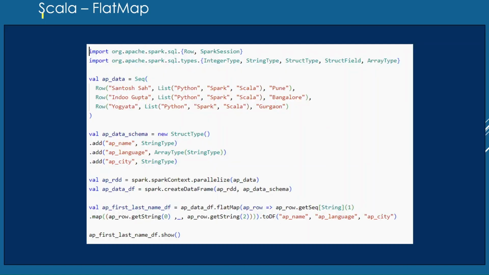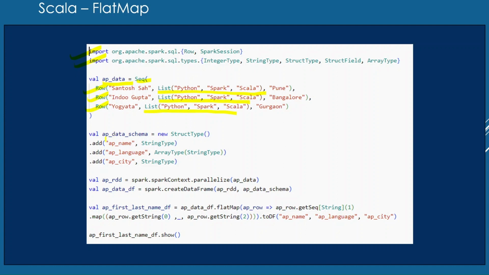So what I am doing in this exercise, I am importing all the required variables. I am creating a list and storing 3 row elements with the help of a sequence, but each row element has one array type. This one is the array type, right?